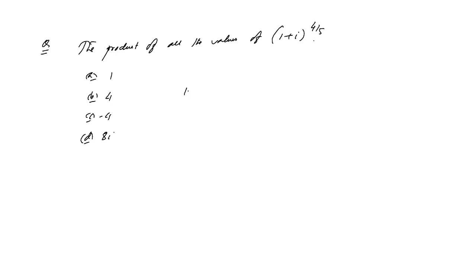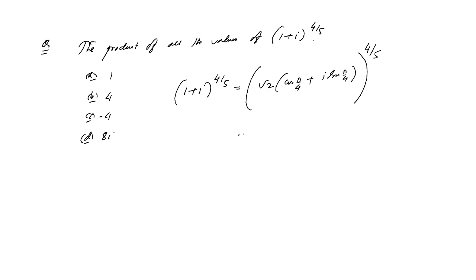First think about (1 plus i) whole to the power 4 by 5. We can write 1 plus i as root 2 cos pi by 4 plus i sine pi by 4 in the polar representation, and the power is as given, 4 by 5. So we can apply de Moivre's theorem, and we can write it as 4 cos pi plus i sine pi, whole to the power 1 by 5. Here we just use the formula.